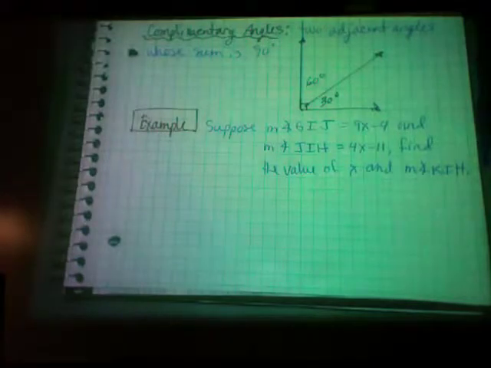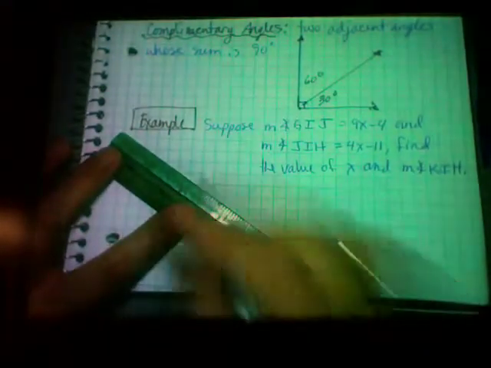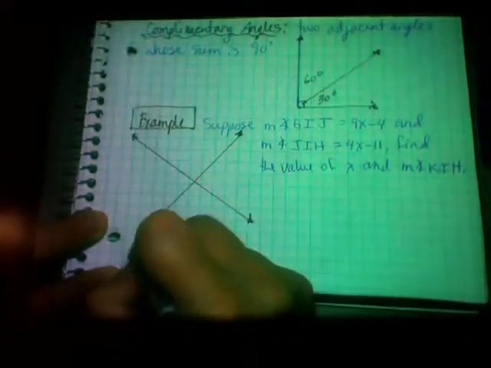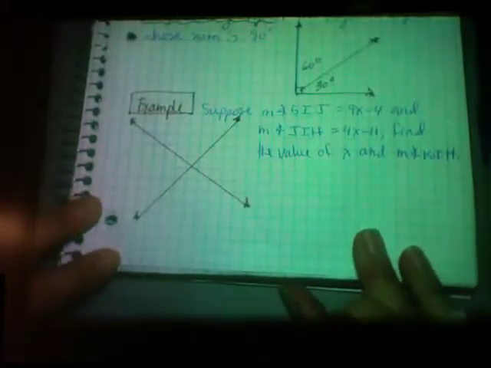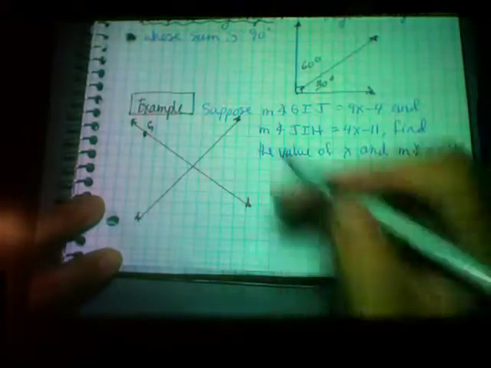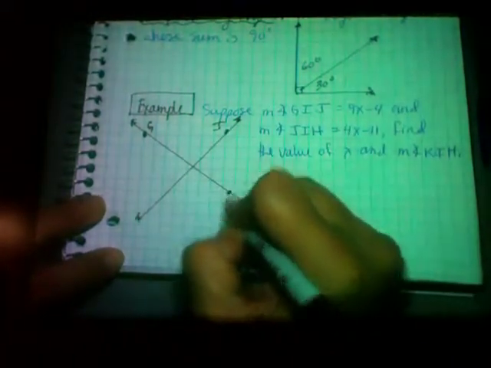They didn't give us enough information. Don't we need a picture? Yes, Mrs. Murray, we need a picture. So here's your picture. Oh, what did I just draw? Two intersecting lines. So a bunch of thoughts should be going around in your brain.